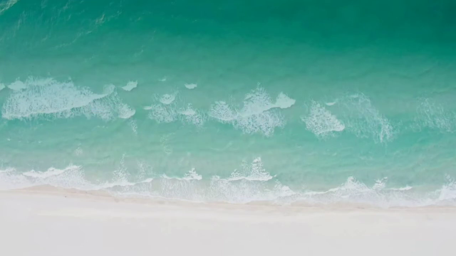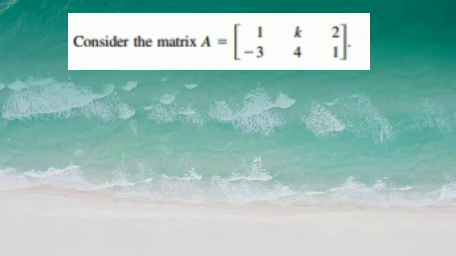Question number 47. Consider the matrix A equals [1, K, 2; -3, 4, 1], where 1, K, 2 is row 1 and -3, 4, 1 is row 2.